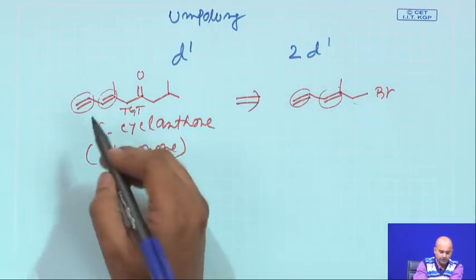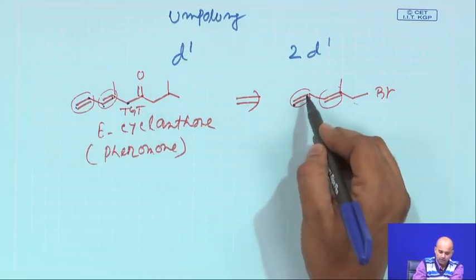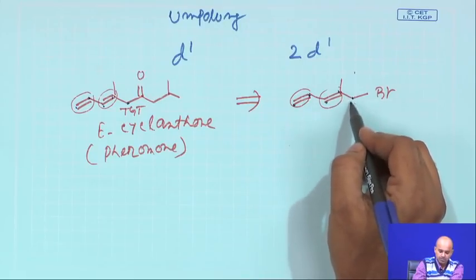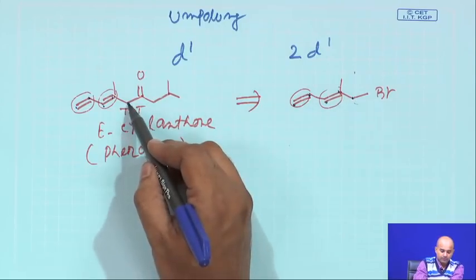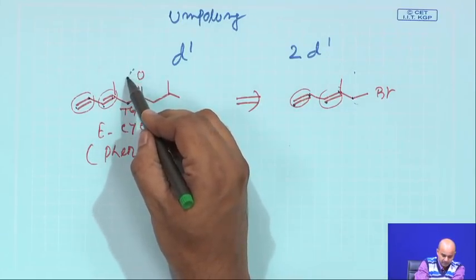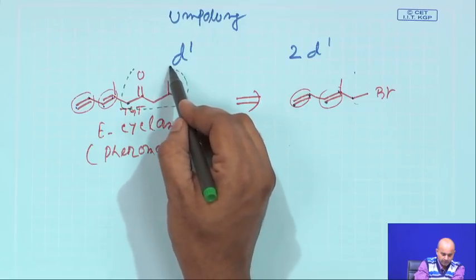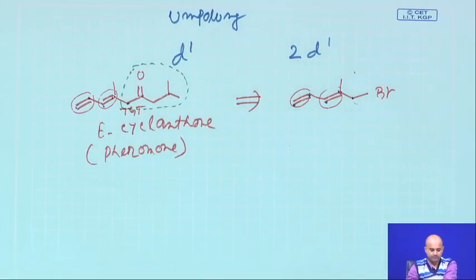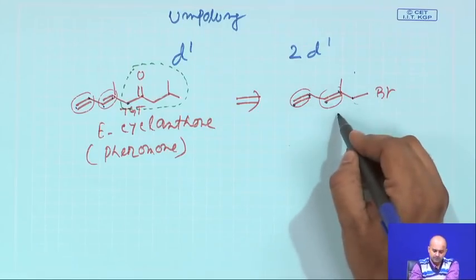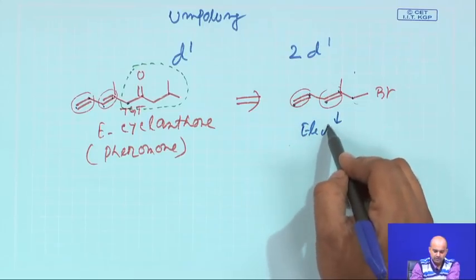So, up to this part, 1, 2, 3, 4, 5, 1, 2, 3, 4, 5, the starting material is providing to you. You basically need to add this entire part to your starting material to access the target molecule. Now, if you see, this allylic bromide can be a very good electrophile, is it not?